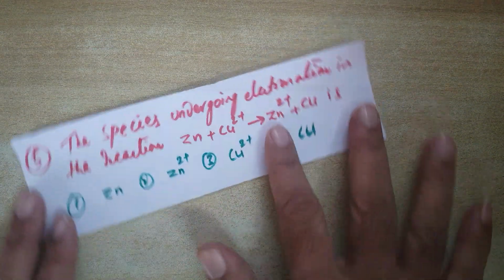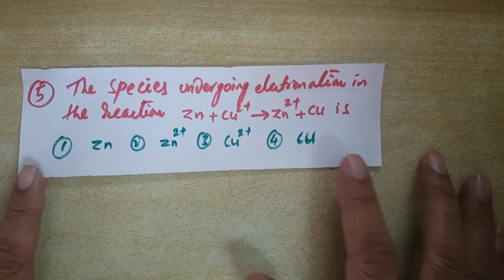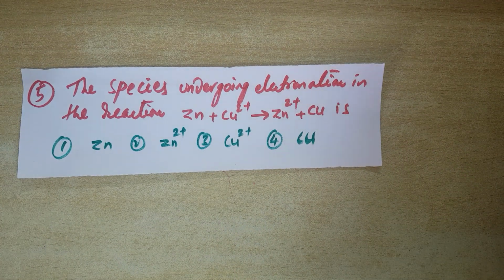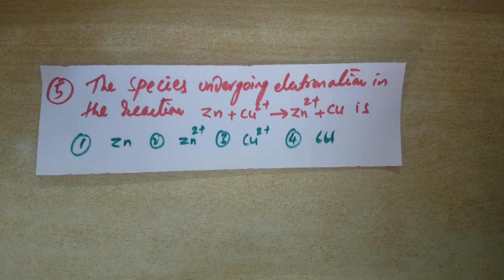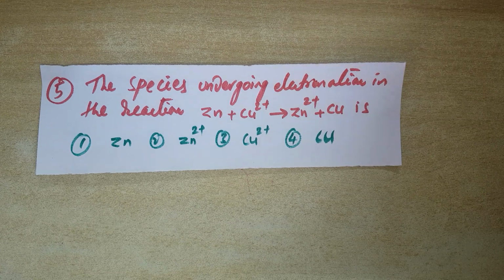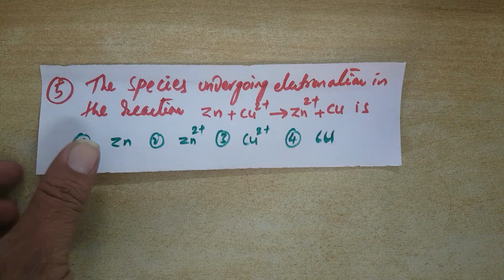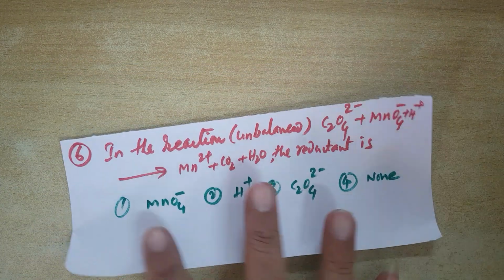Question number 5. The species undergoing electronation in the reaction is. Electronation means addition of electrons. Addition of electrons is known as electronation. In the given reaction, Zn + Cu2+ gives rise to Zn2+ and Cu. So in this reaction, which one accepted electrons is considered as electronation. Try to do it.